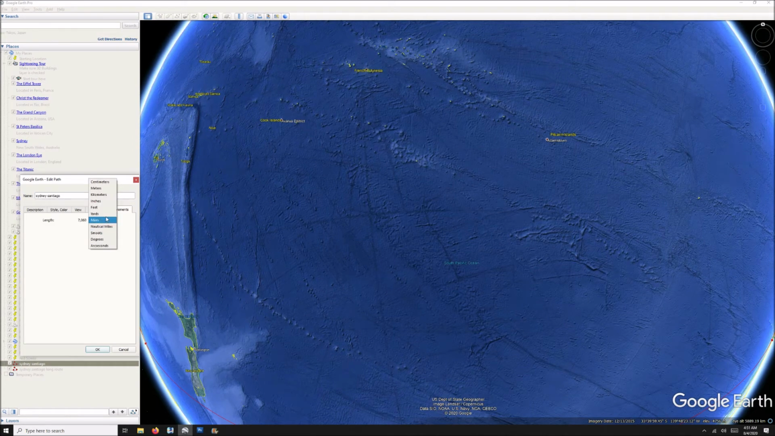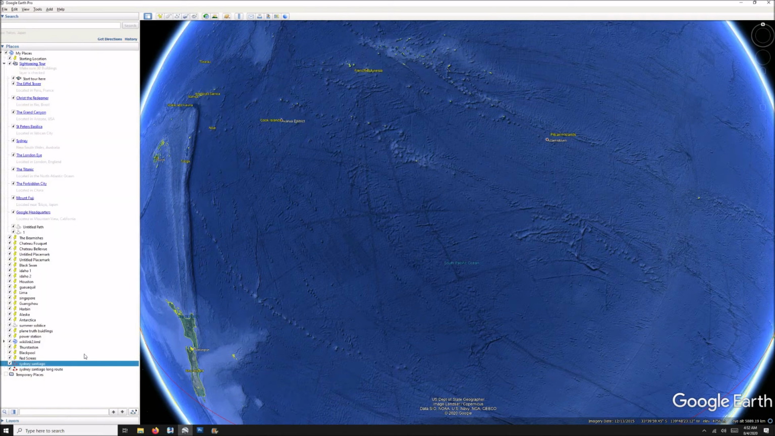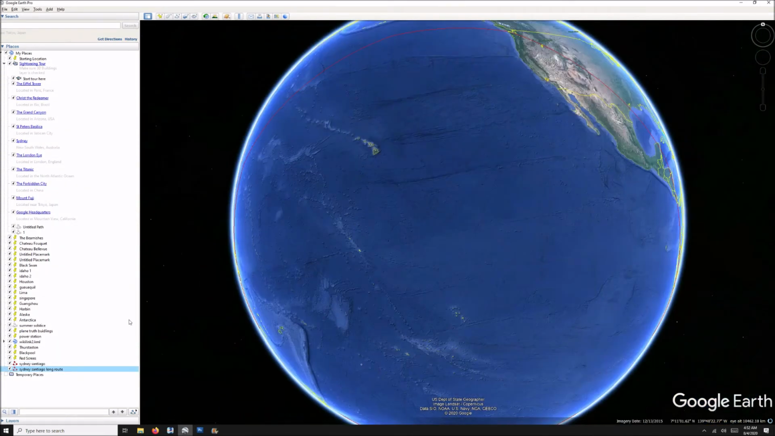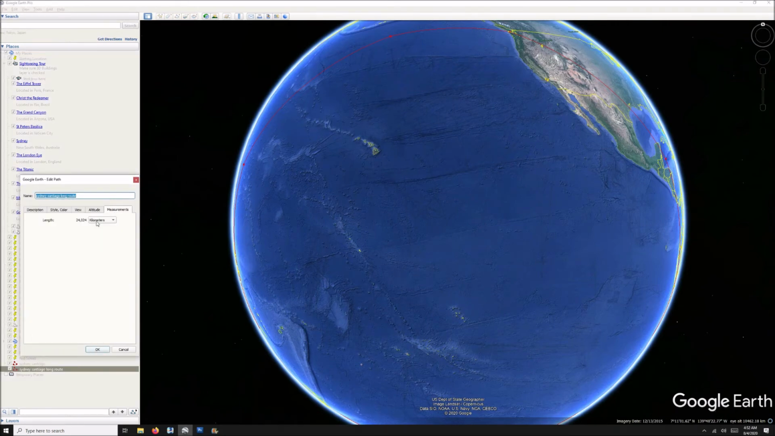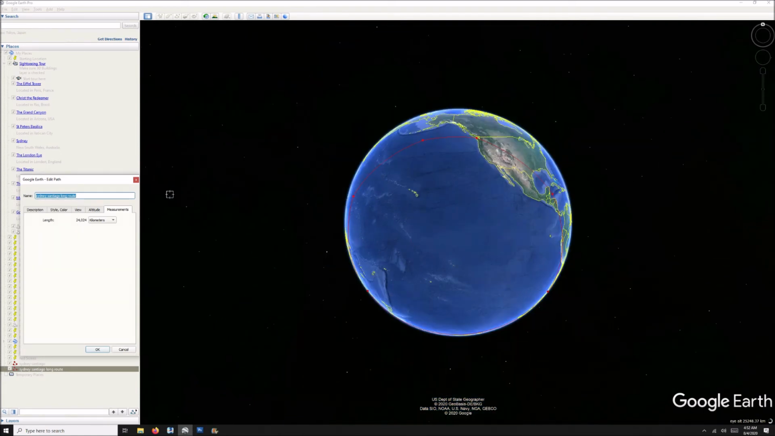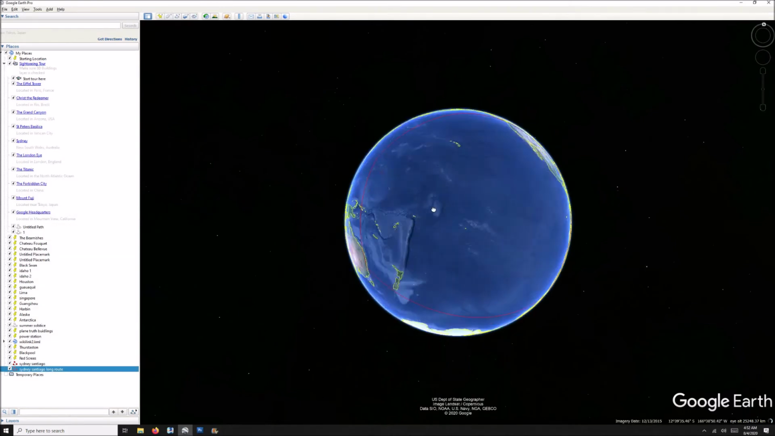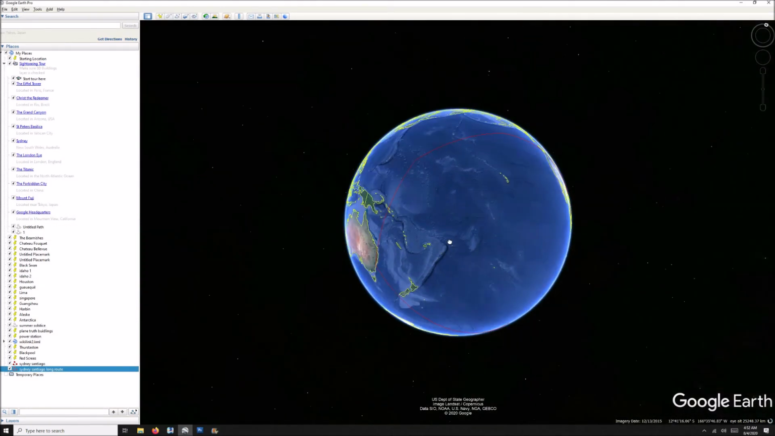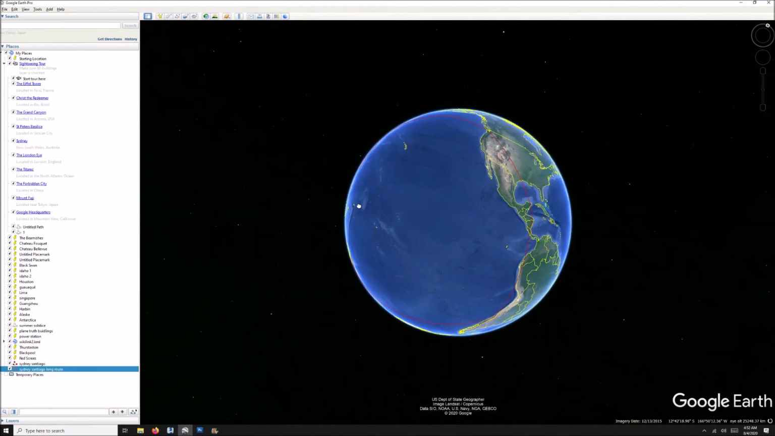Let's change that to kilometers. 11,000 kilometers. And if we look at the long route that goes up near Alaska and back down, properties, measurements, 24,000 kilometers. So it's more than twice as far to go via Alaska. Not a big surprise. You can see just by looking at the difference between those two.